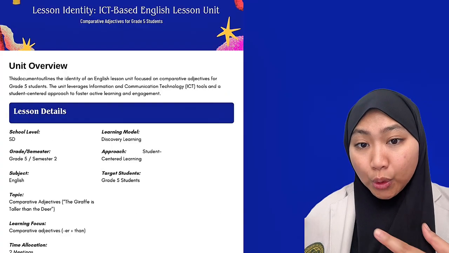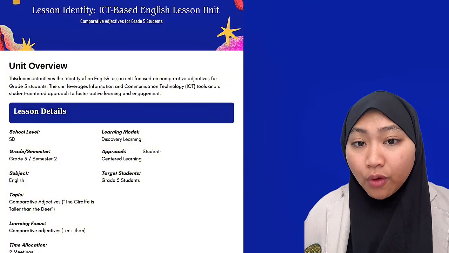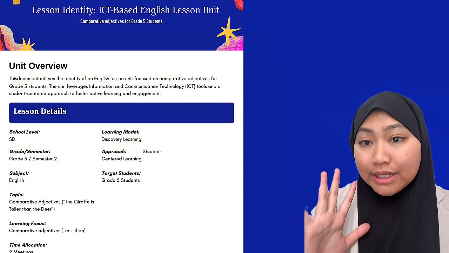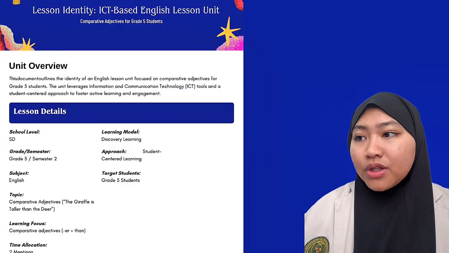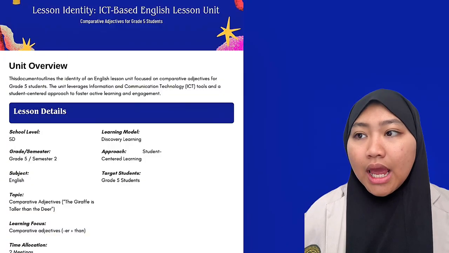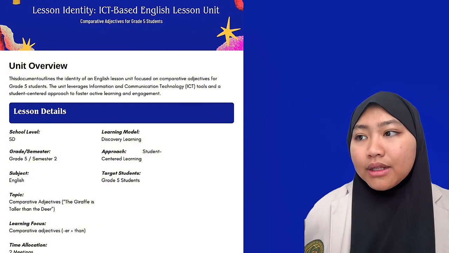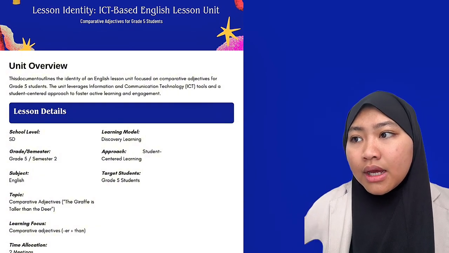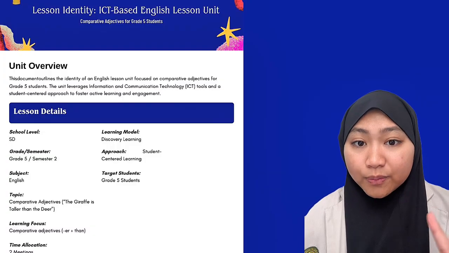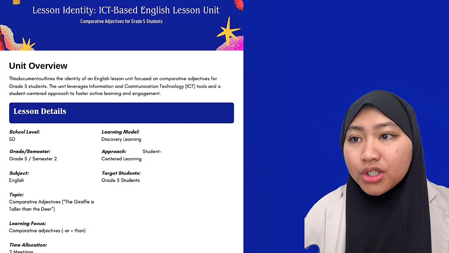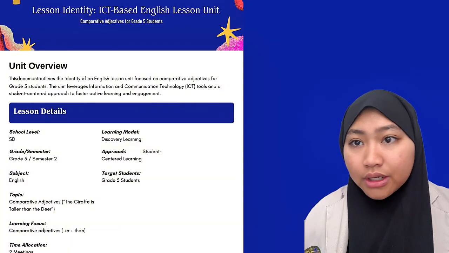Now let's move to the lesson identity. This lesson unit is designed for grade 5 students during the second semester. The learning topic is comparative adjectives, especially focusing on the plus "than" structure. The lesson consists of 2 meetings, allowing sufficient time for students to understand the concept, practice language, and demonstrate their understanding through speaking and writing.